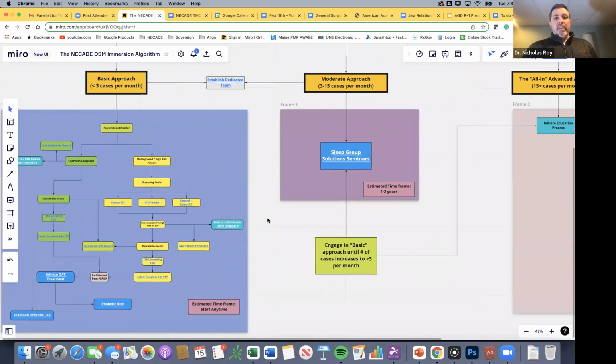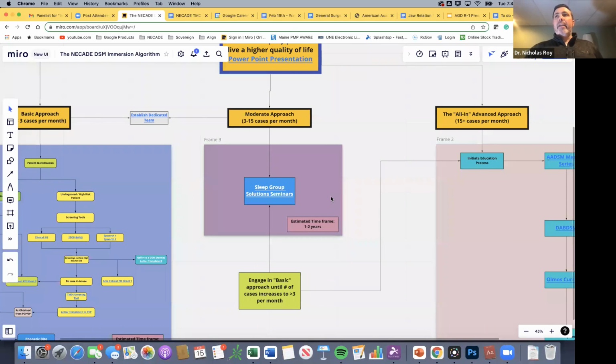Well, what if you just want to take the moderate approach? You get a flyer in your periodical that comes in the mail, and it says Sleep Group Solutions has a seminar in Boston and would love to invite you. So you go to the seminar and they have somebody up there talking about how amazing dental sleep medicine is, which I agree. The problem is it's a significant investment. Sleep Group Solutions basically takes all of the equipment, all of the procedures and the support and gives it to you. It's an absolutely amazing company, but it's costly.